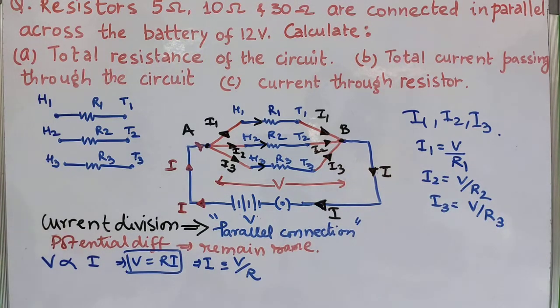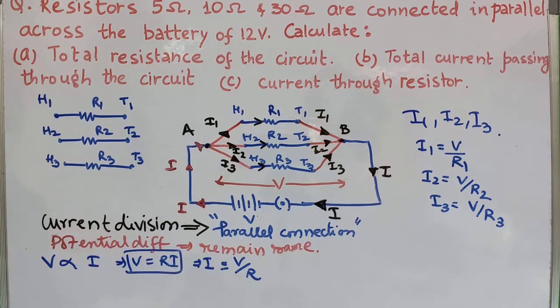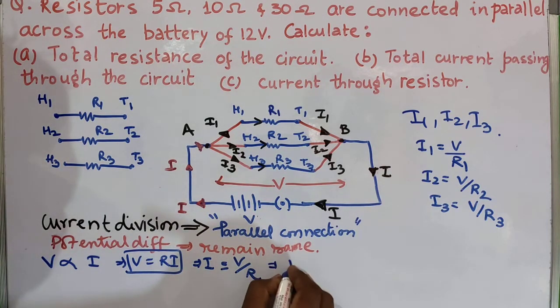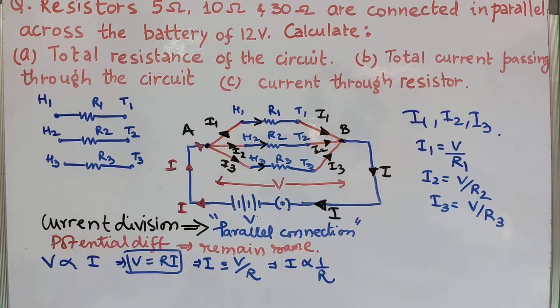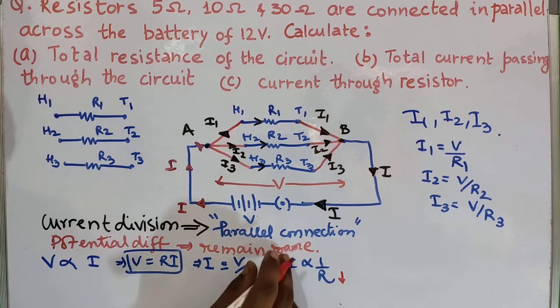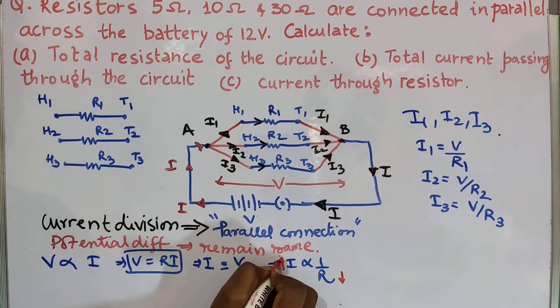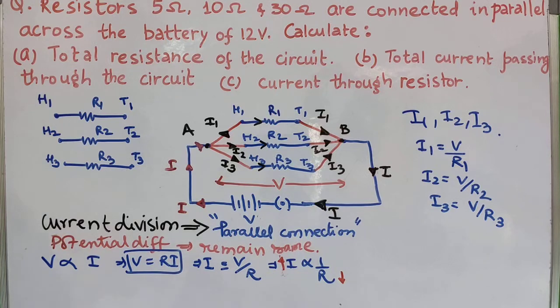What do you see here? The three values I1, I2, I3, since the potential difference is the same, depend upon the resistors, or you can say I is inversely proportional to resistance. If the value of resistance is more, then what will happen? The current flowing through that resistor will be less. If the resistance is less, then the current flowing through that resistor will be more. So the values of I1, I2, I3 depend completely upon the resistors.